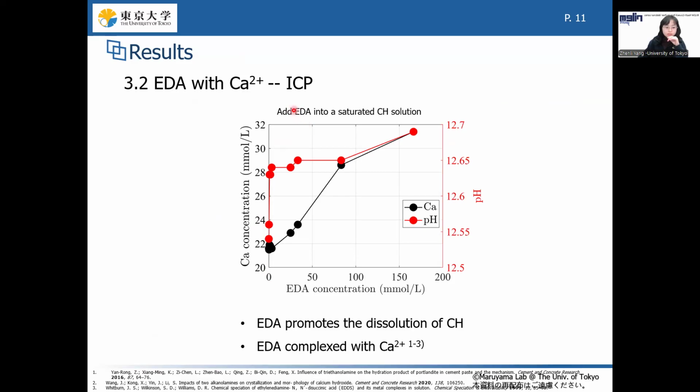We add different concentrations of EDA into a saturated polymorph solution, and we found the concentration of calcium goes higher with the EDA concentration, which means the EDA promotes the dissolution of polymorph. This is from the complexation reaction.